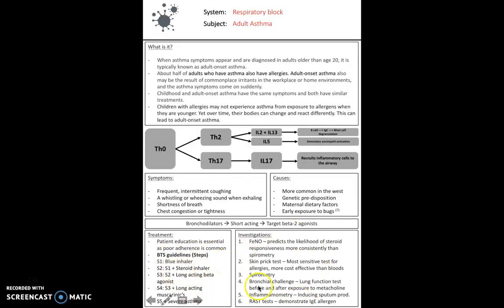And investigation, this is a nice little summary of the investigations that you'd probably do to diagnose asthma. So FeNO, so fractional exhaled nitric oxide, this is really quite a good diagnostic test for asthma, but it's not very commonly used. Spirometry and peak flow and skin prick tests are much more common, especially in GP practice.